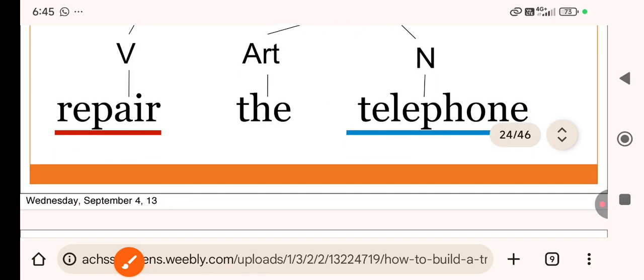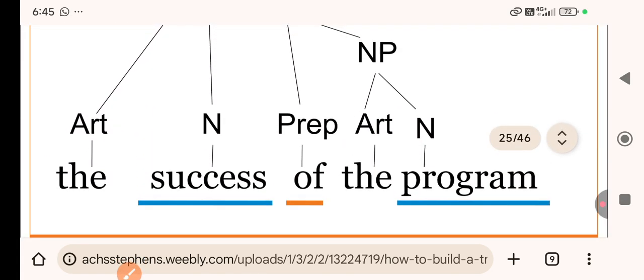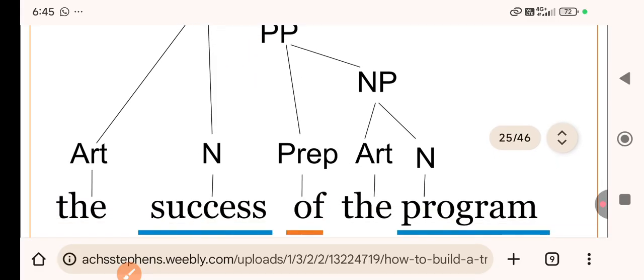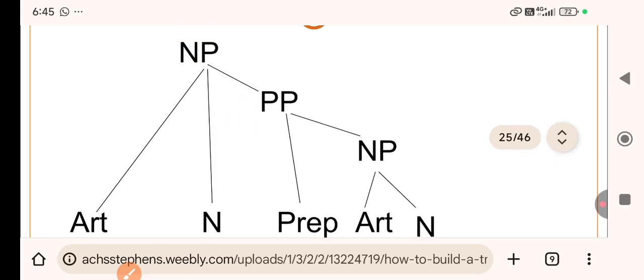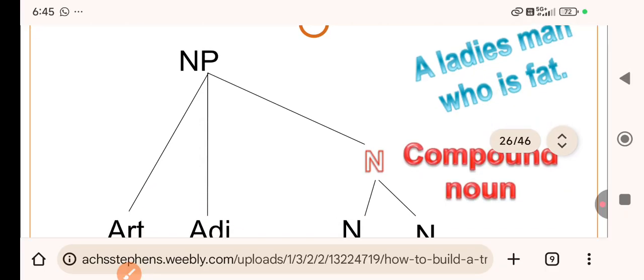You will repair the telephone. I have already done. The success of the program. So the success is a noun phrase, right? So that's a noun phrase. The and success. Then prepositional phrase and there's a simple, right? Yeah, that is a compound noun.